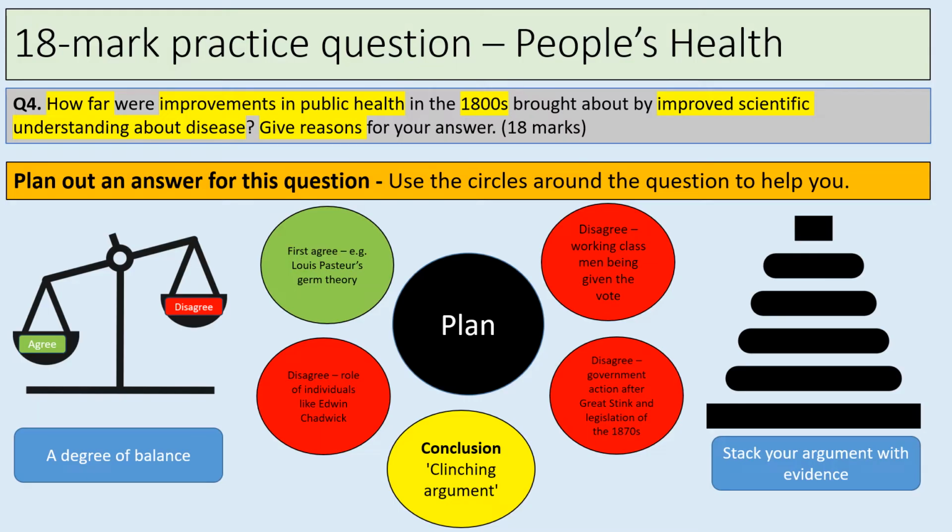Disagree, I'm going to talk about working class men being given the vote. I'm going to talk about the role of individuals like Edwin Chadwick, and I'm going to talk about how key events like the Great Stink led to the development of the sewer system and more legislation, laws in the 1870s. So this is a quick plan, and what I would suggest is that you do a quick plan like this, making sure you've got a degree of balance and making sure you're going to stack your argument with evidence so you've got some really good key pieces of evidence that can really prove your argument.